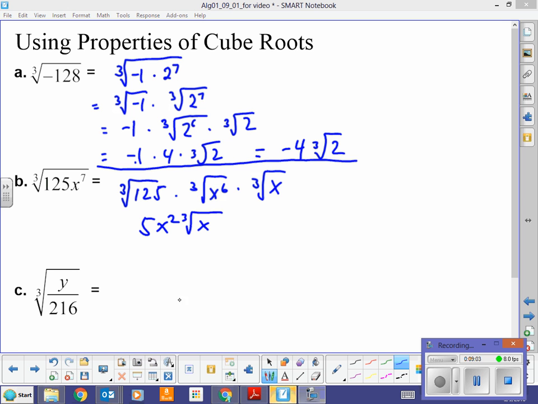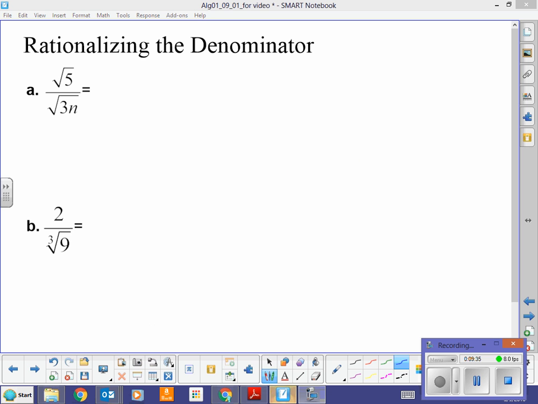Okay, so let's do C. This is the cube root of y over the cube root of 216. The cube root of 216 is just 6. So this is just the cube root of y over 6. 6 times 6 is 36 times 6 is 216. So again, you could have done that with a factor tree if you're not sure how to get the cube root of something, like I demonstrated.